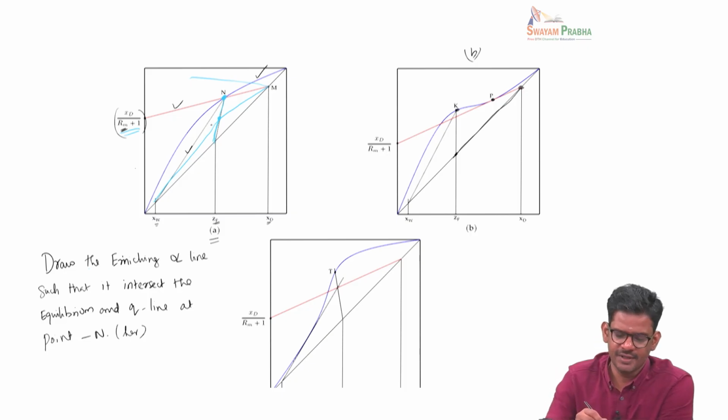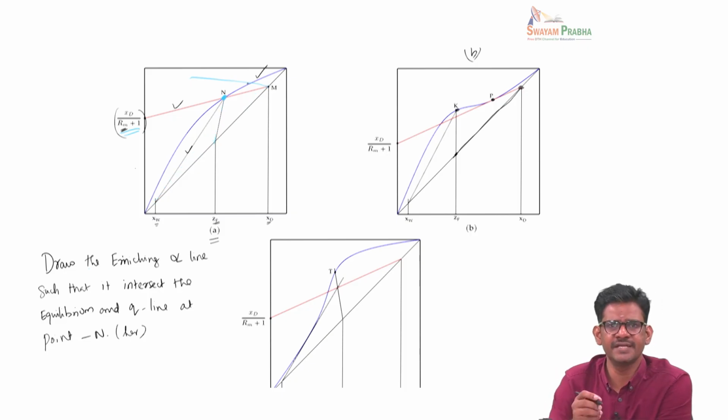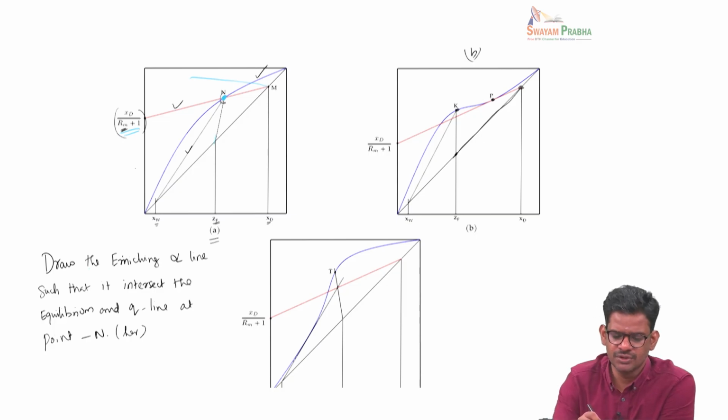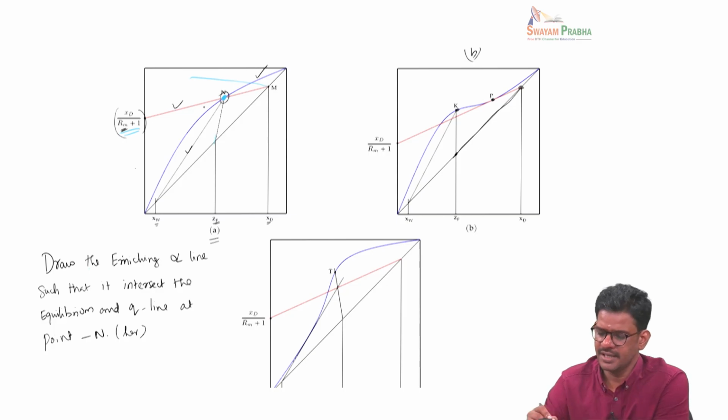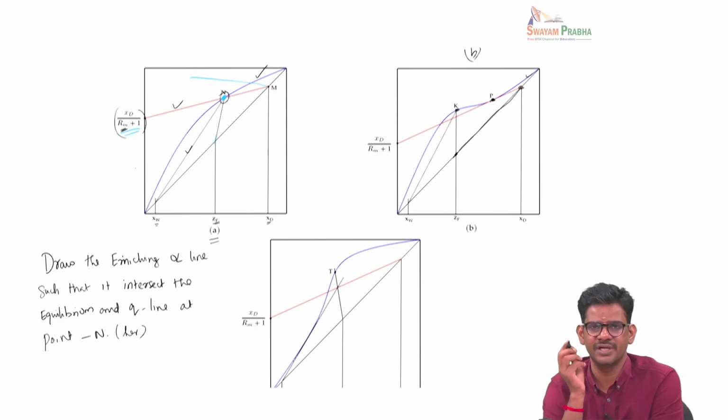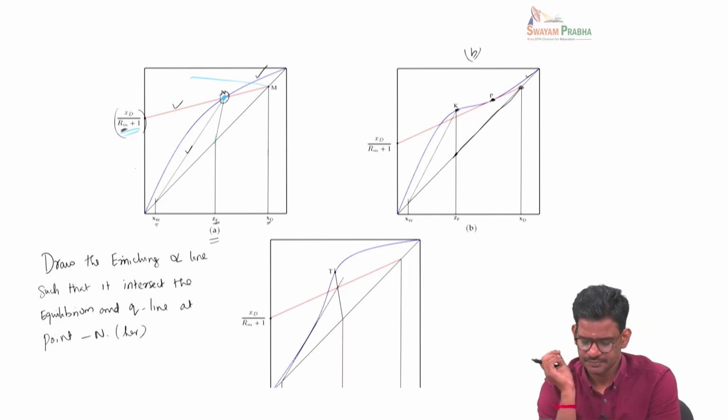In this kind of a problem, it is very straightforward to draw the enriching line that goes through this intersection of Q line and operating line. But in cases where the equilibrium line is a little bit differently shaped, we have to draw the operating line corresponding to the minimum reflux ratio such that it just grazes over the equilibrium line somewhere here. Okay, so it depends on the local curvature also.